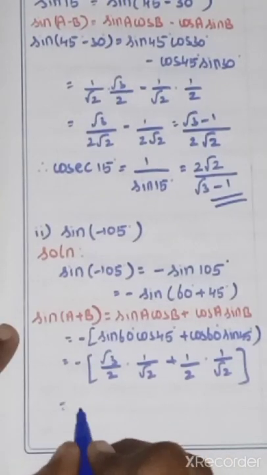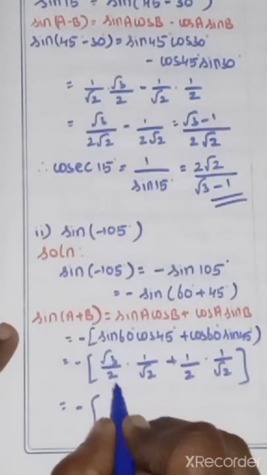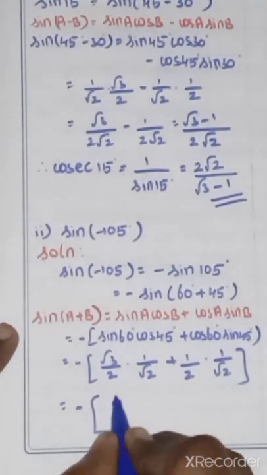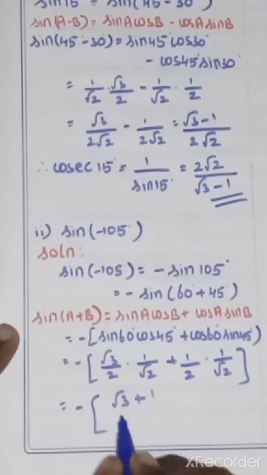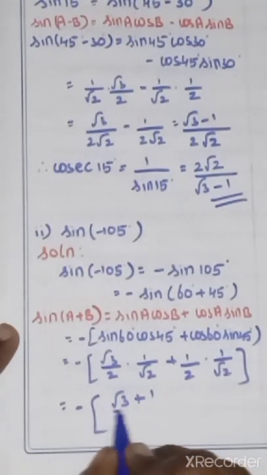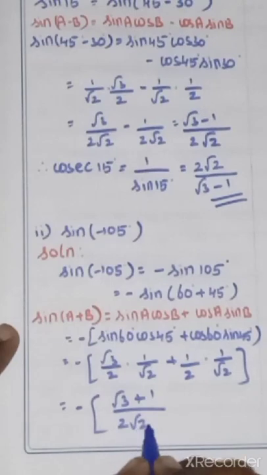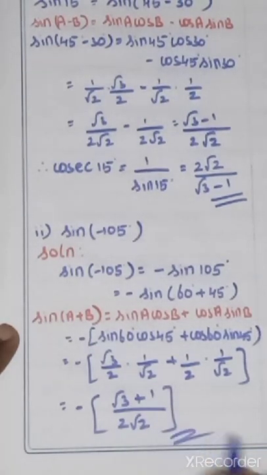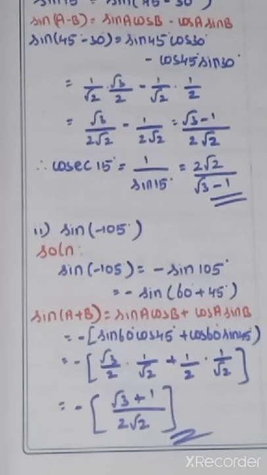Again, if we take this minus, we can take it common. The denominators are the same, so we can add the numerators: root 3 plus 1 by 2 root 2. That's all. No need to simplify further. This is your final answer.